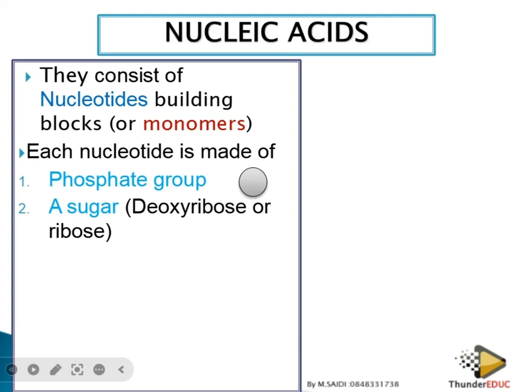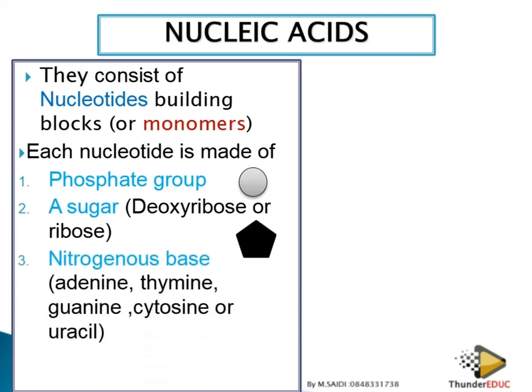Now, the third part that makes up a nucleotide is called the nitrogenous base. And we have four nitrogenous bases, which are adenine, thymine, guanine, and cytosine in DNA. But in RNA, we also have four, but the difference is that uracil will replace thymine in RNA.